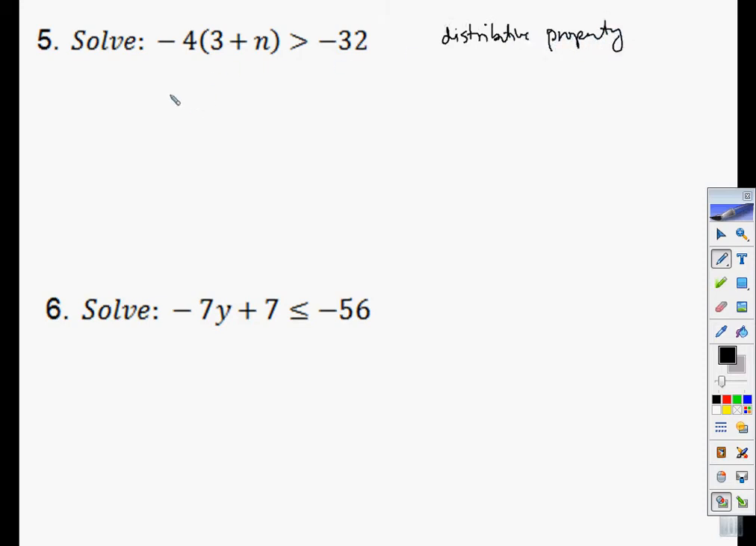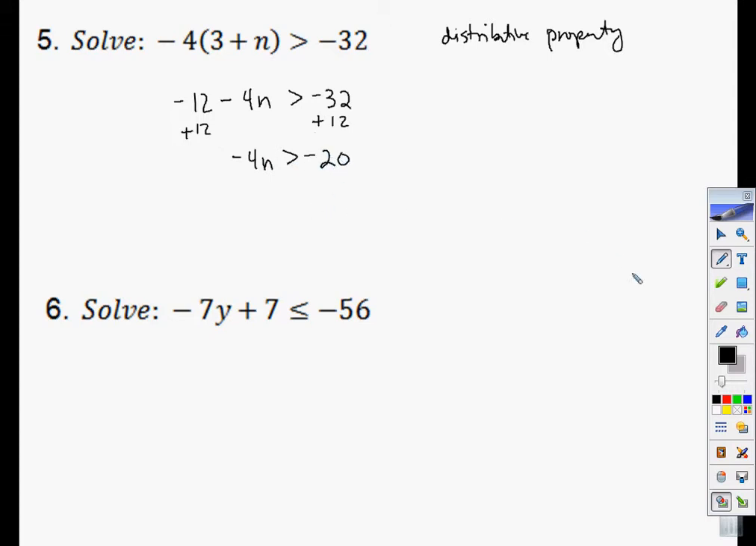Okay, so we would distribute -4 to the 3 and to the n, so we have -12 minus 4n is greater than -32. Isolate the variable, so we're going to have to add 12 to both sides. -4n is greater than -20.